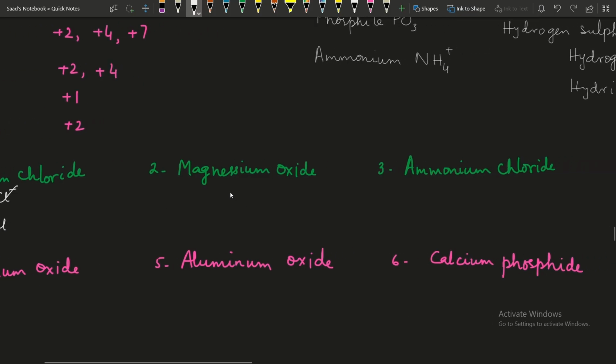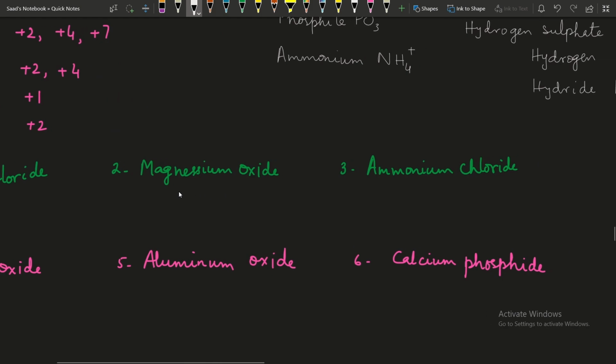NaCl. Then the next one is magnesium oxide. Now magnesium belongs to group 2, so it would have a charge of +2. Oxygen belongs to group 6, so it should have a charge of -2. Again, you can see that both these charges balance each other. +2 will balance -2. So the formula of magnesium oxide would be simply MgO.